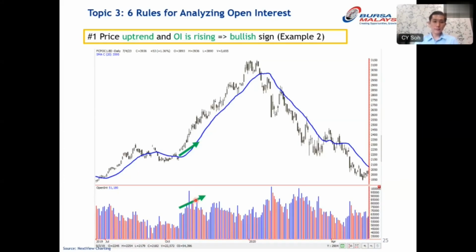So rule number 1, remember this: when price goes up, open interest also goes up. It means there are more bulls than bears in the market, so it is a bullish sign. Again, you can see price goes up and open interest goes up, so it is a bullish sign.